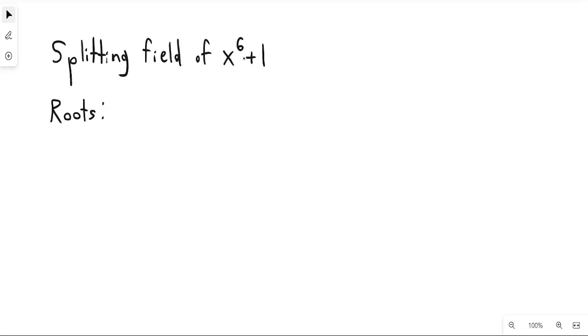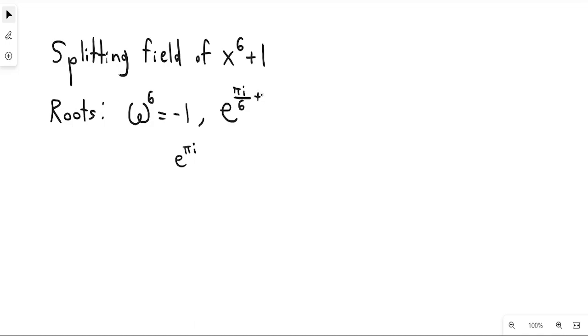And I want to notice that a root of this polynomial is going to be any complex number that if you raise it to the 6th power, you get -1. So this is going to be any complex number that if you raise it to the 6th power, you get e to the pi i. And so from that, we can see that the roots are going to be any complex number that has the form e to the pi i over 6.